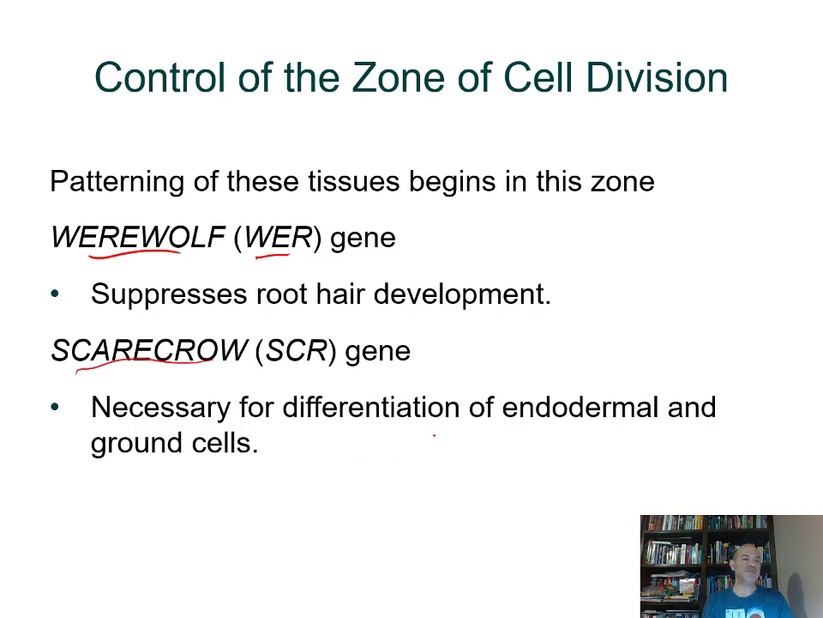And then the scarecrow gene is involved in whether or not cells are going to form ground type cells or endodermal. And we'll talk about where the endoderm is. Endo is going to be within. It's going to be a protective layer of cells on the inside of the root, as opposed to the epiderm or epidermis on the outside. I'll show you that structure in a bit.